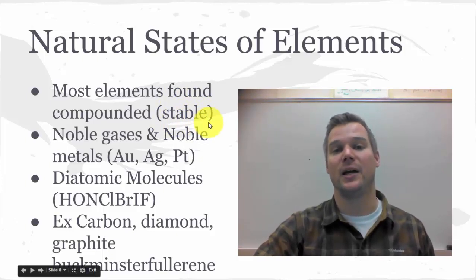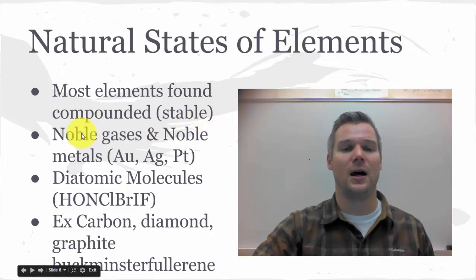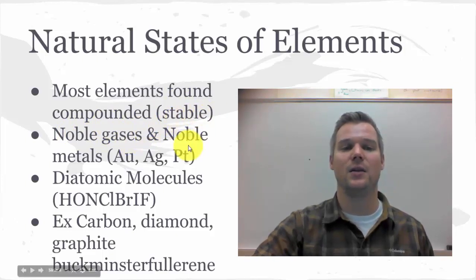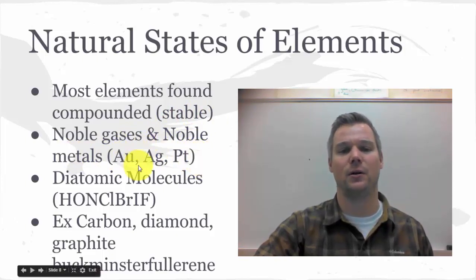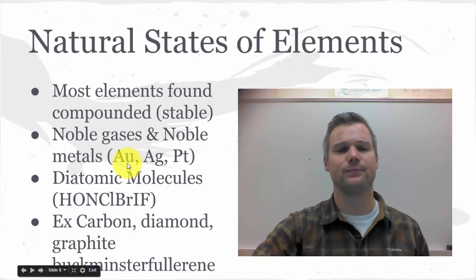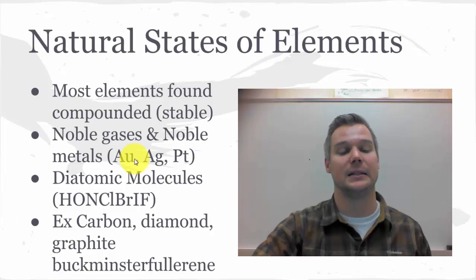But we do find some atoms as just pure elements. So for example, noble gases, group 8, such as helium, neon, argon, etc., those are found as just atoms because they're already stable. They already have a full valence shell of electrons. And then the noble metals, gold, silver, platinum can be found all on their own. They can also be found compounded, but in general, we find specifically gold. If you've seen any of those TV shows about gold rush and stuff like that, they're always finding just pure gold. It's not compounded because it's pretty stable as it is.